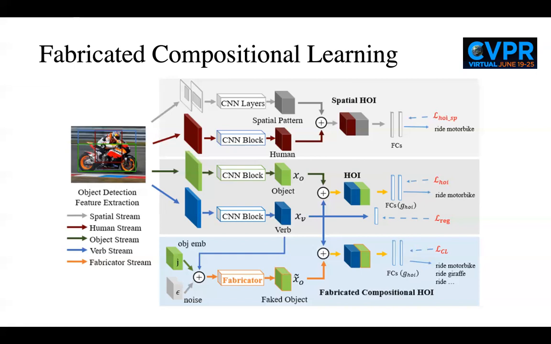Meanwhile, we also add an auxiliary verb node to recognize the verb representation, such that the verbs of the same verb category from different HOIs are as similar as possible. Thus, we can compose visual verbs and fabricated objects effectively.